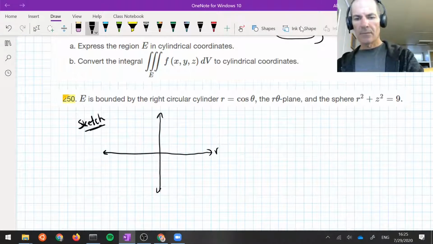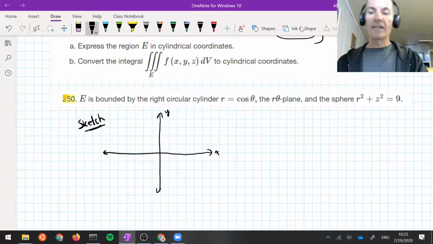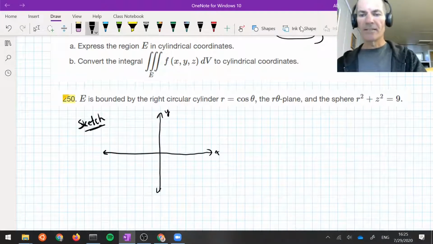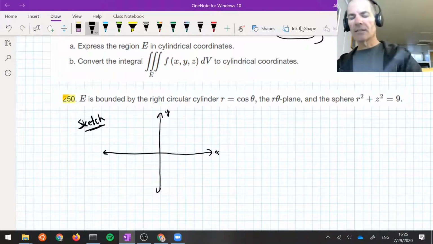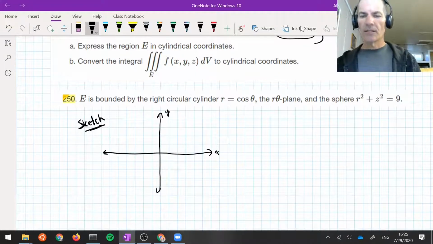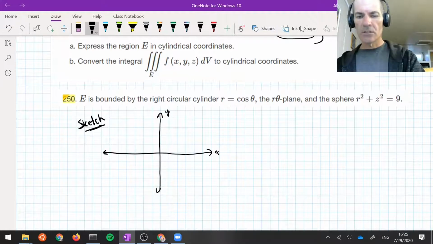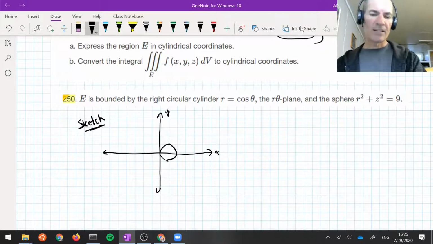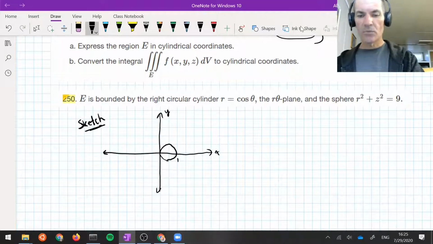In the r theta plane, that's not r, this is x, this is y. In the xy plane, in r and theta coordinates, r equals cosine theta. You may or may not remember this. This was a circle that was offset from the origin, a circle of radius, sorry, 1/2, I guess, offset from the origin. So we'll call this 1 right here.